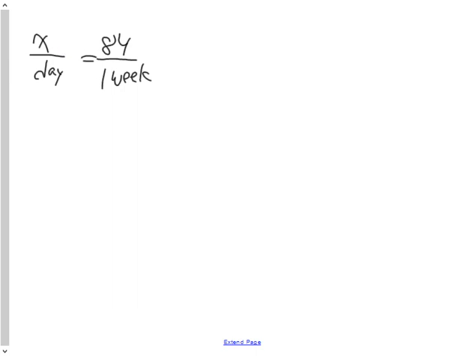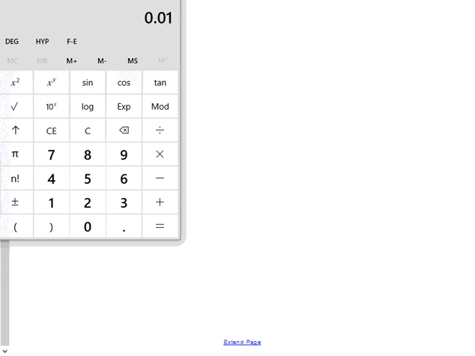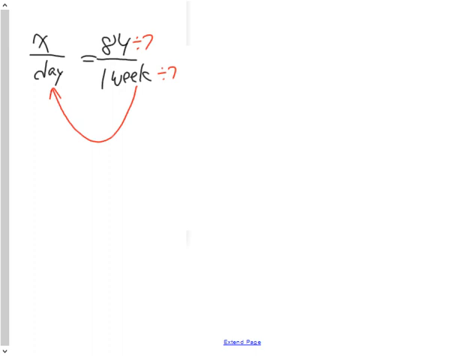Or, conversely, if I divide this by 7, 1 week divided by 7 is a day. And if I divide this by 7, that's an easier way to think about it. So 84 divided by your 7 is 12. So therefore, X would equal 12. So if you had 84 of something per week, you would have 12 per day. Therefore, it is 12 per day.